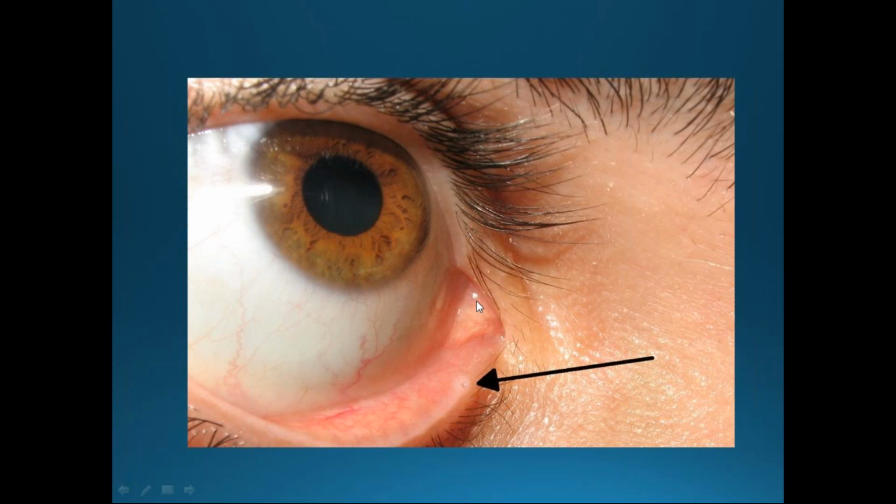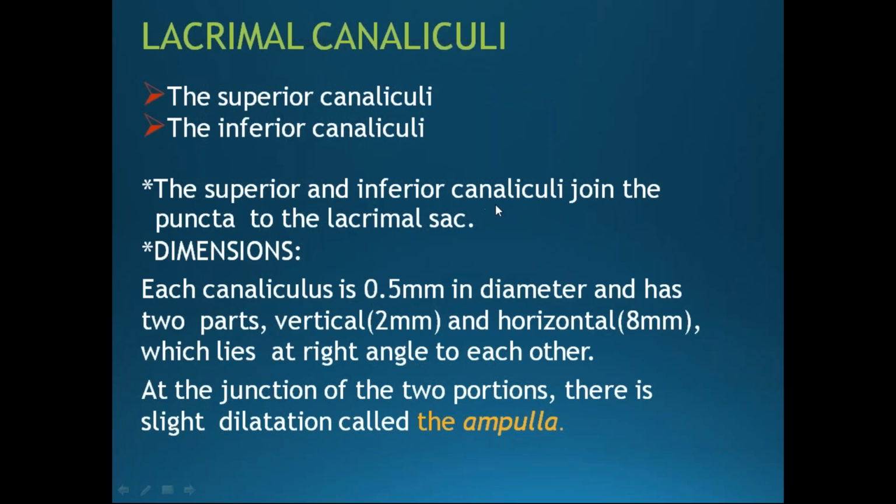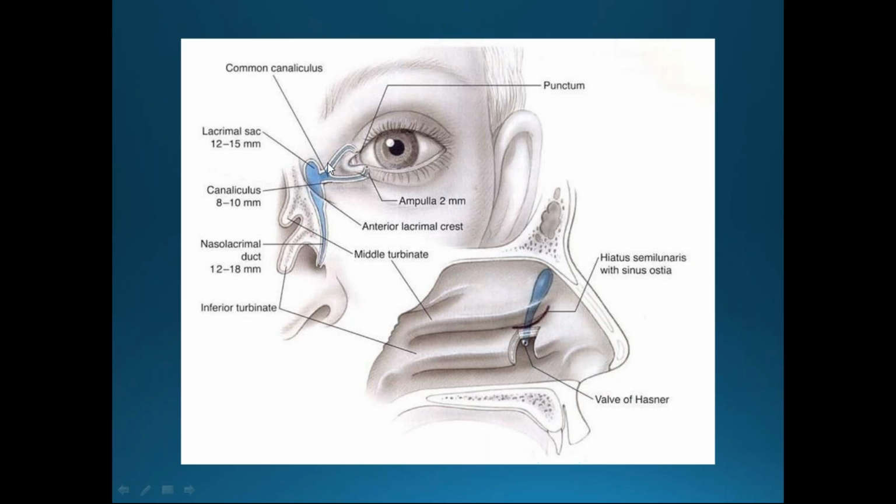The lacrimal canaliculi are divided into superior and inferior canaliculi. They join the puncta to the lacrimal sac. Each canaliculus is 0.5 mm in diameter and has two parts. The vertical part is 2 mm in length and the horizontal part is 8 mm, and they lie at right angles to each other. At the junction of the two portions, there is a slight dilatation called the ampulla. This is the vertical part, and this is the horizontal part.